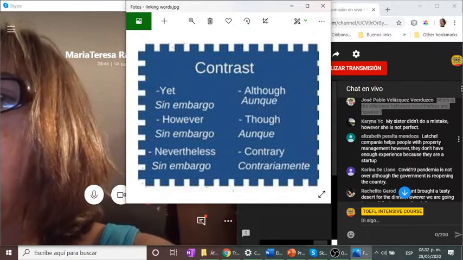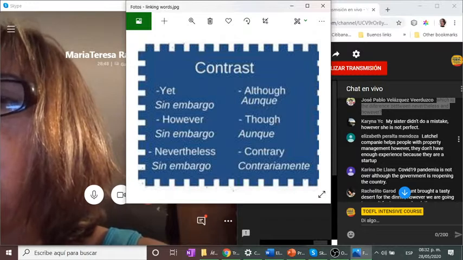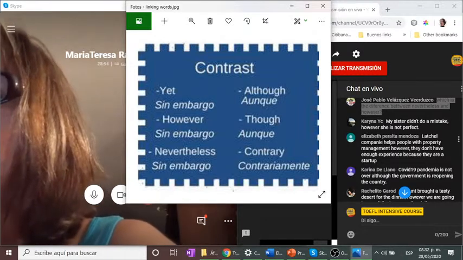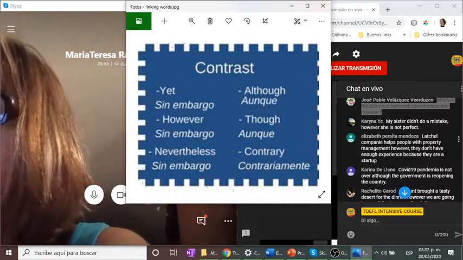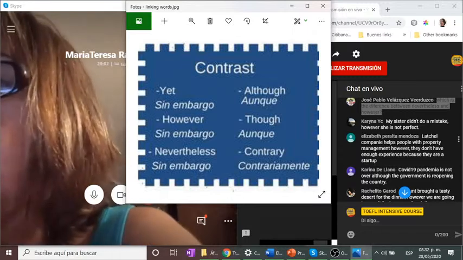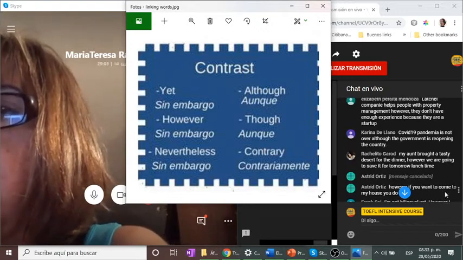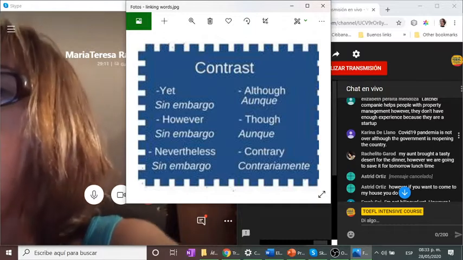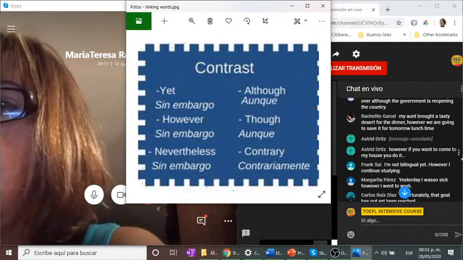Okay. Lateral helps people with property management, however, they don't have enough experience because they are a startup. Okay, this is Lateral's company helps people with property management. However, they don't have enough experience because they are a startup. That's good, Elizabeth. Just tweak it a little bit. COVID-19 pandemic is not over, although the government is reopening the country. Very good example, Karina.